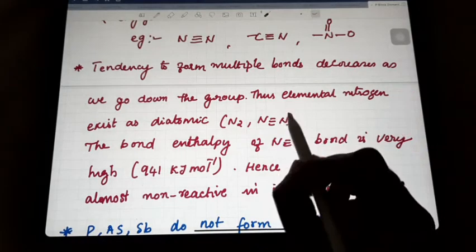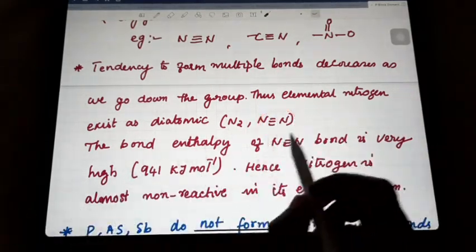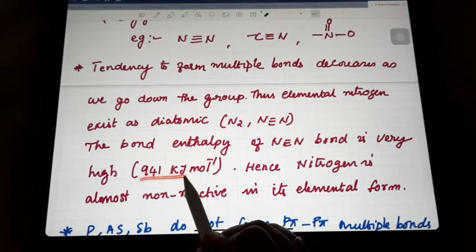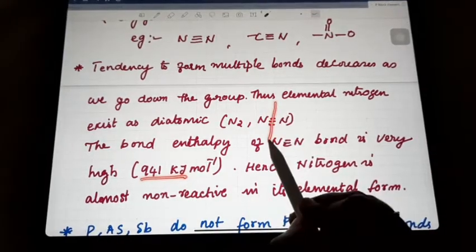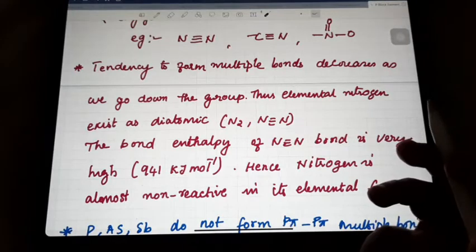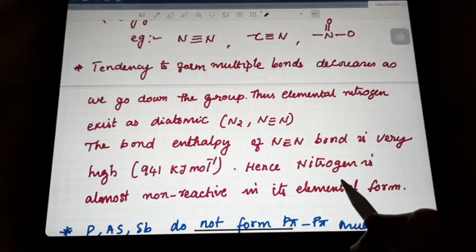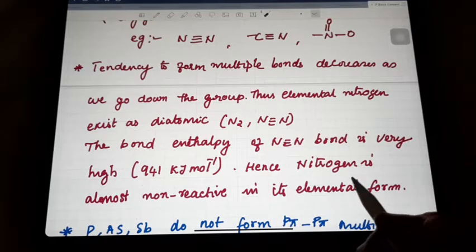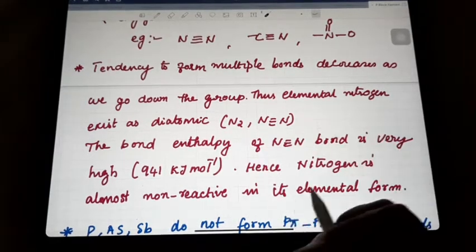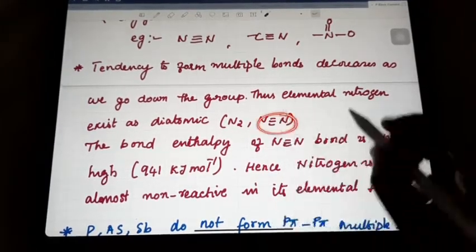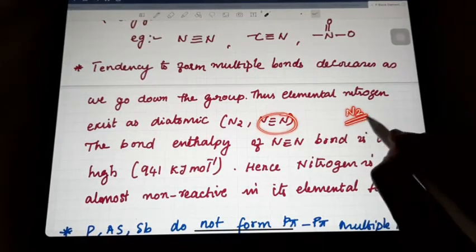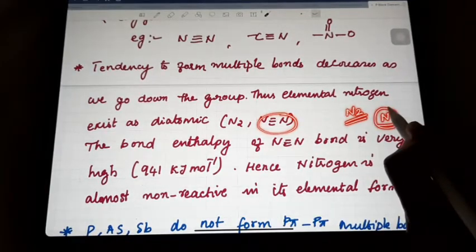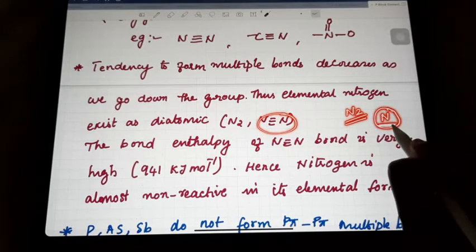Then the bond enthalpy of nitrogen is another feature. It is very high, 941 kilojoule per mole. So for the breaking of that bond, we have to apply a large amount of energy. That's why nitrogen is almost non-reactive in its elemental form. Because the bond enthalpy is very high, nitrogen exists as a diatomic. Elemental form means alone. So in the elemental form it is said to be non-reactive.